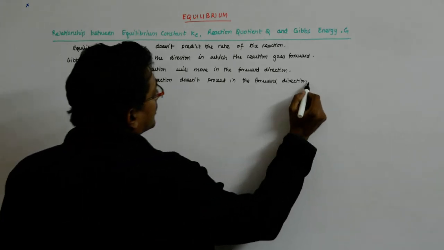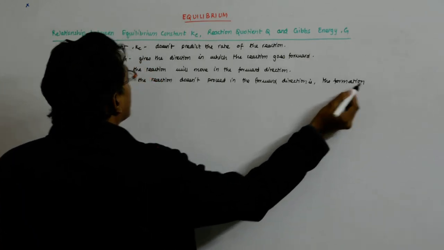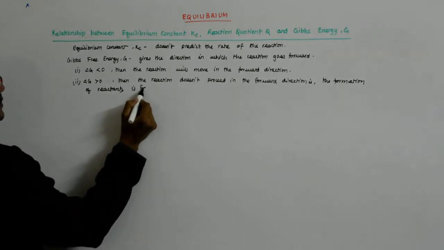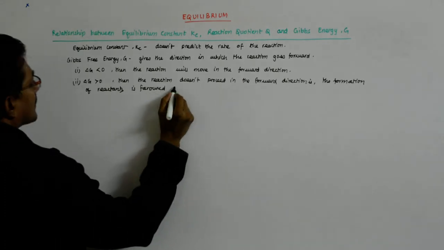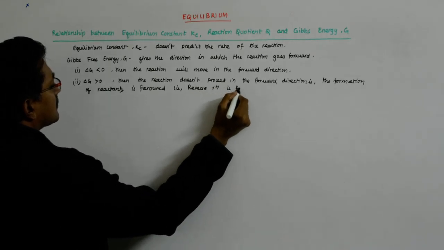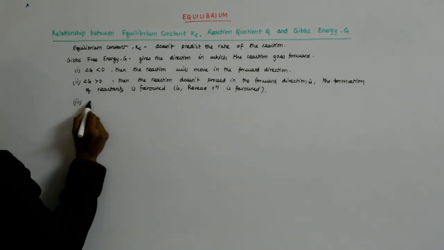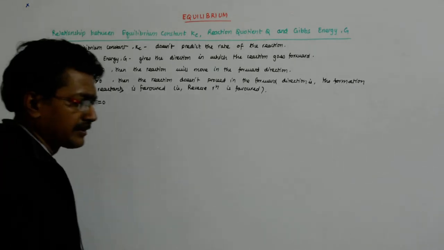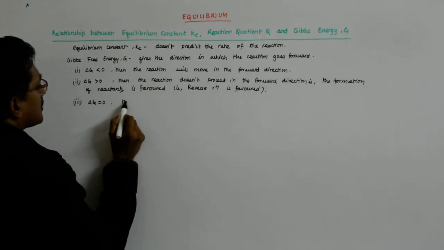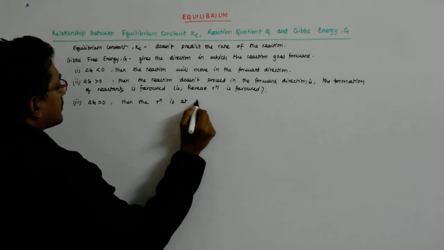Obviously that means the formation of reactants is favored, that is, the reverse reaction is favored. And if delta G is equal to zero, what do you feel will happen? If delta G is equal to zero, then the reaction is at equilibrium.